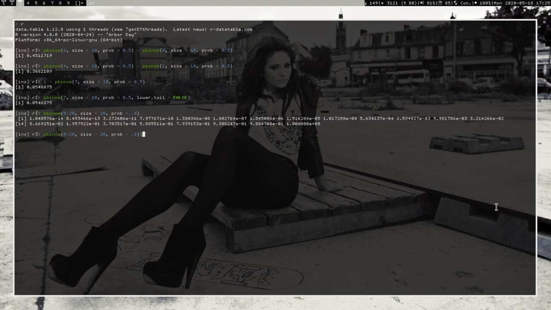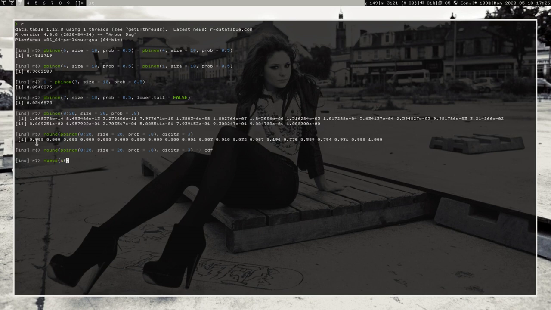If we were looking at the textbook, we would be rounding to 3 decimal places, so digits equals 3. What we have up here is scientific notation, which may be more accurate, but it's hard to read. So we're going to round to 3 decimal places and work with this. So this is the CDF. Let's give this vector a name. We'll call it CDF and say names of CDF will be 0 to 20. Now let's print out CDF. Okay.